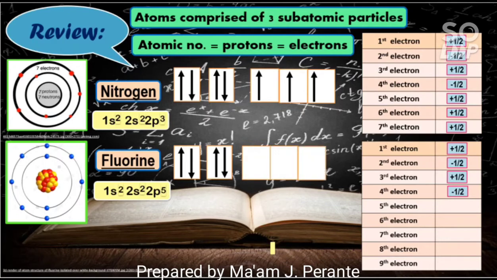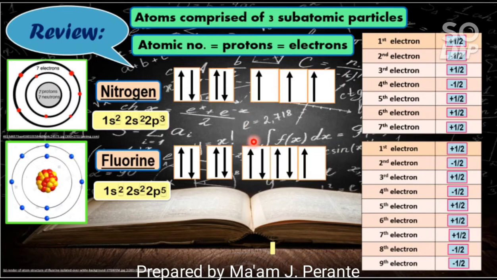And then draw the arrow, which represents the electron. Arrow up, positive 1 half. Arrow up, positive 1 half. Arrow up, positive 1 half. And then, since all the orbitals in the p are filled up, we have to proceed to the arrow down. That means negative 1 half. And then arrow down again, negative 1 half. There you go.